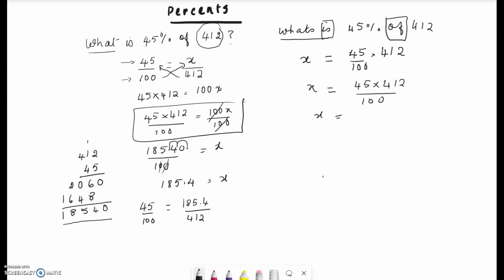So x is equal to, we can do the calculations. We've already done it on the left side. So that is equal to 18,540 divided by 100, and that gives us 185.4. So these are two different ways of solving it. One is by using proportions, the other is just by setting up an equation.